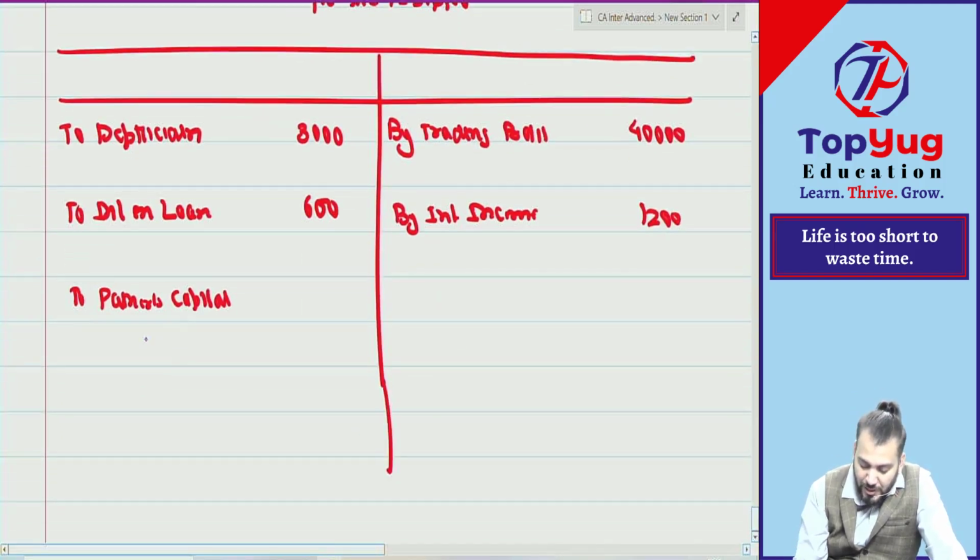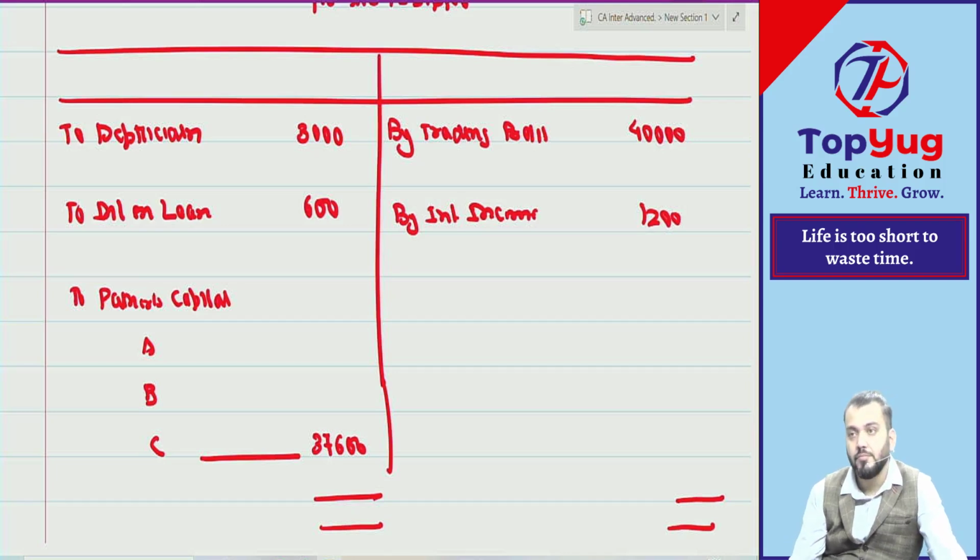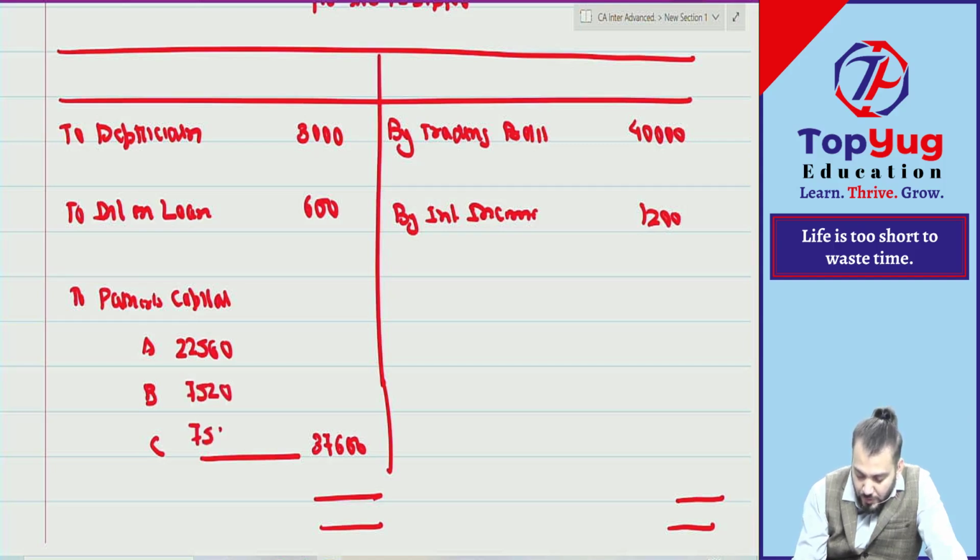So this will be transferred to ABC in which ratio? So it is how much? 30. Can you allocate? 22,560, 7,520. Done. This will be transferred to the previous balance sheet.